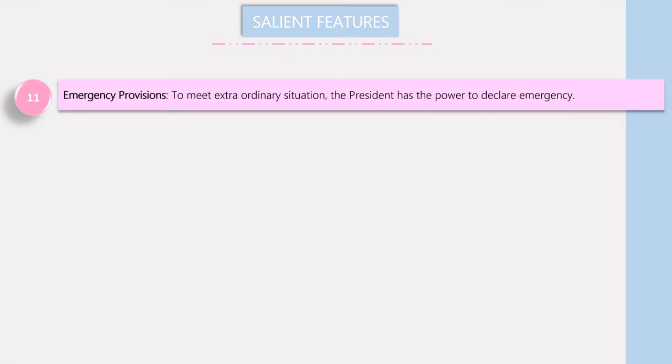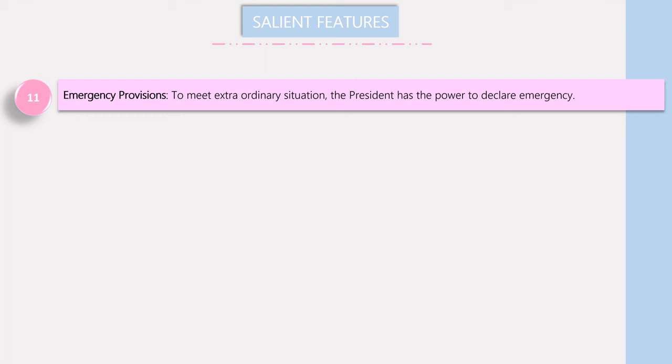11th, emergency provisions. To meet any extraordinary situation, the Indian Constitution gave the President the power to declare emergency. This safeguards the sovereignty and integrity of the political system. There are three types of emergencies: national, state, and financial emergency. During emergency, all the powers are vested with the central government.